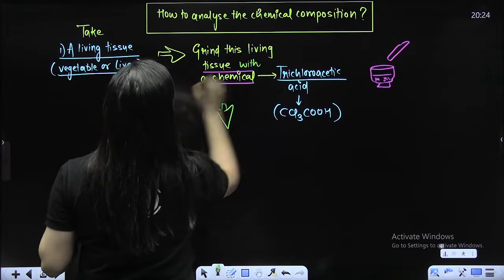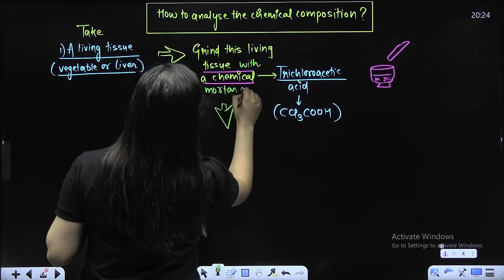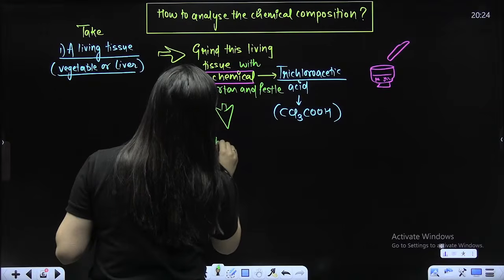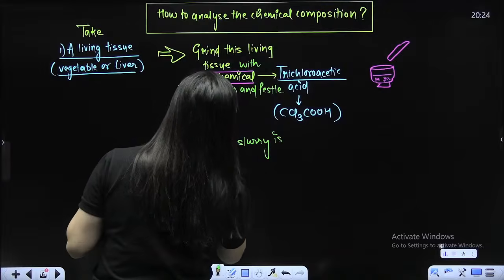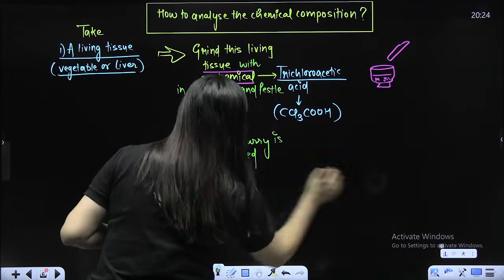Sorry, with a chemical in the mortar and pestle. Mortar and pestle. Then what will you get, beta? A thick slurry, a kind of paste. A thick slurry is obtained. That is what you guys are going to do. Now, after that, what will you do?